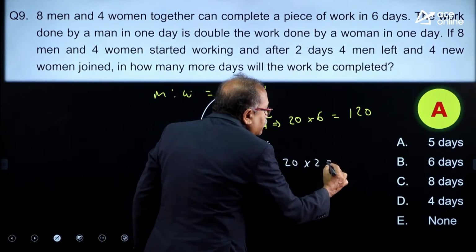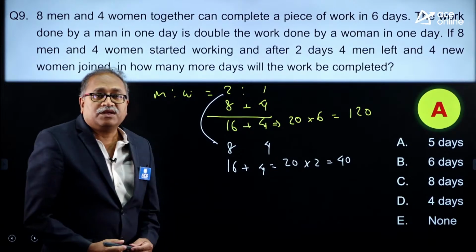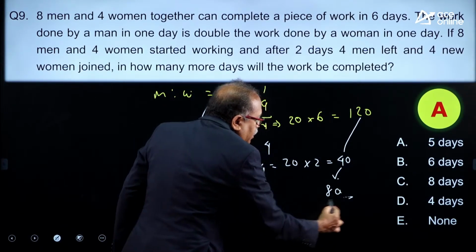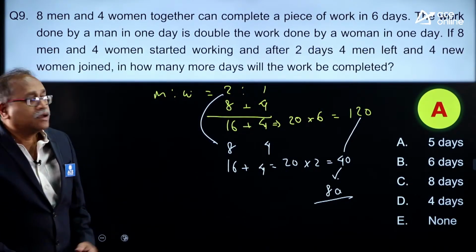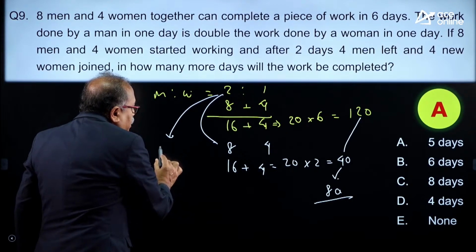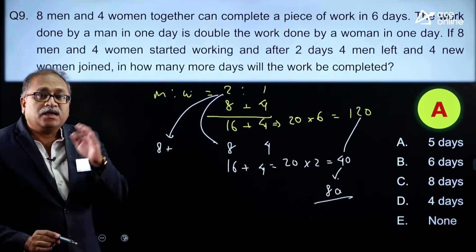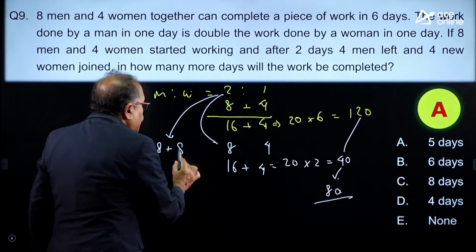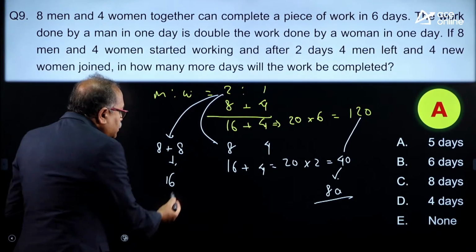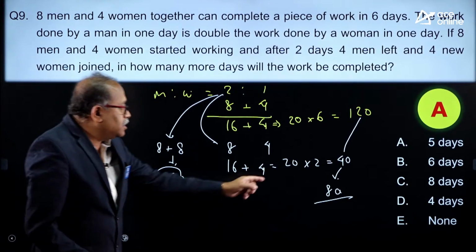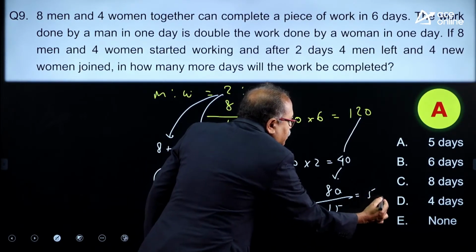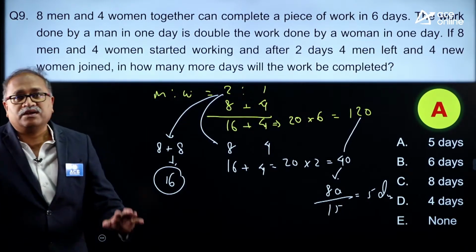So what part of the work will be completed? 40 units will be completed. How many units will be left? 80 units will be left, and that will be completed by how many men? As 4 men left, the remaining 4 men are there. So that is 2 into 4, which is 8 efficiency, and 8 women are there now. So 8 into 1 is 8, and the total efficiency is 16. Beautifully answered, Mr. Pawan. This is the efficiency on the job, and they have to complete 80 units. So 80 divided by 16 comes to 5 days. The remaining work will be completed in 5 days.